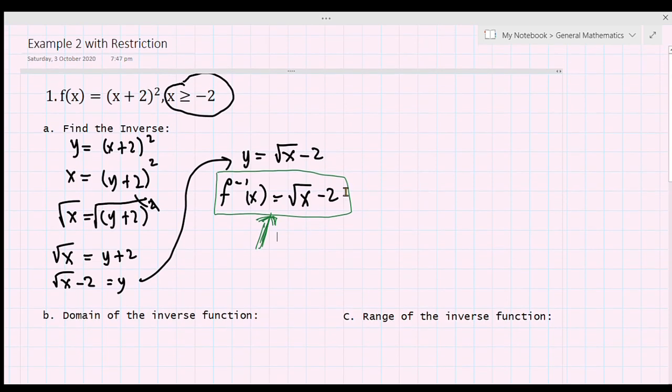Since we're dealing with the radical here, magpo-focus tayo inside the radical. So if we have a radical, hindi pwede sa loob ng radical yung negative number. Ano po? Kasi magkakaroon tayo ng imaginary result or irrational number. For example, we have this f of x is equal to the square root of x plus 4. Then we're going to find the domain of this function.